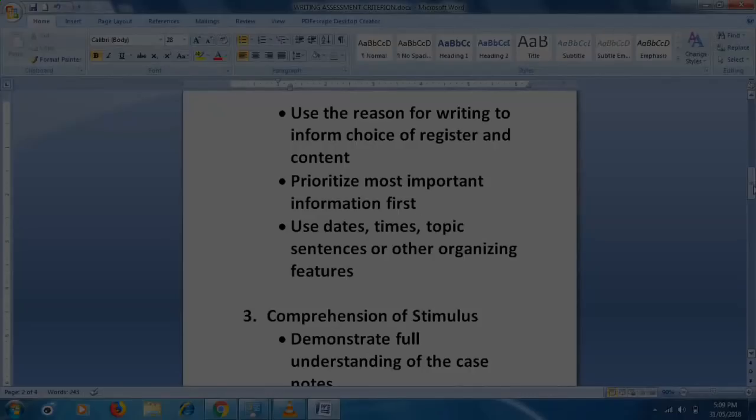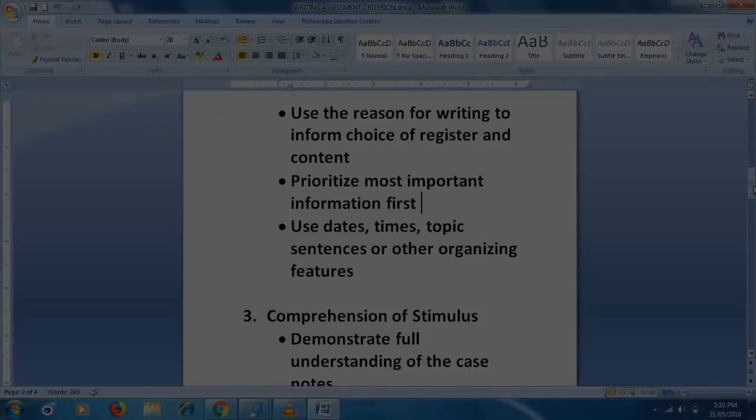And this includes dates, that is admission dates, or dates of various consultations when the patient presented to you during subsequent visits. Times, it refers to the timeline. For example, if you're referring a patient for a second opinion, you would want the doctor to know the timeline of when the patient first presented to you and how the symptoms have been developing over a period of time. So timelines become important. And topic sentences or other organizing features means about signposting language.